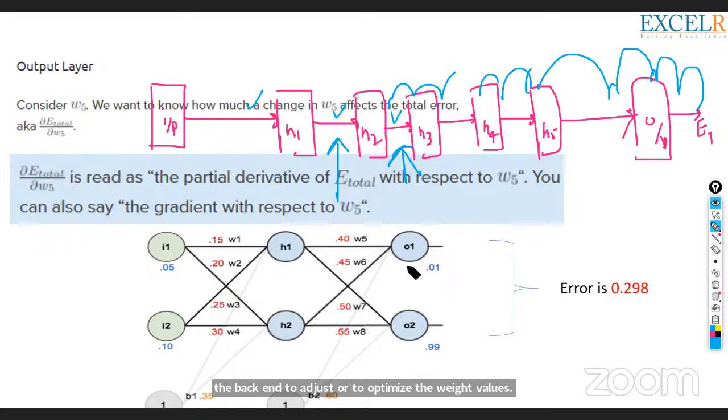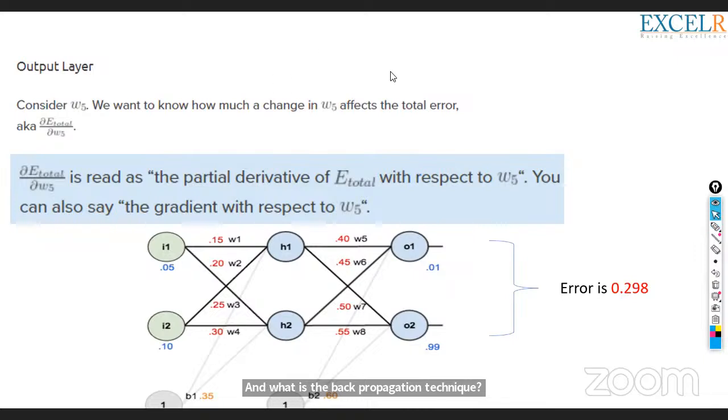Is the concept clear, guys, how the weights are being adjusted and what is the back propagation technique? Any issue understanding this concept, guys? Anyone? Cool. So this is one part, guys, which I needed to discuss with you. What is back propagation and how the weights are being adjusted?